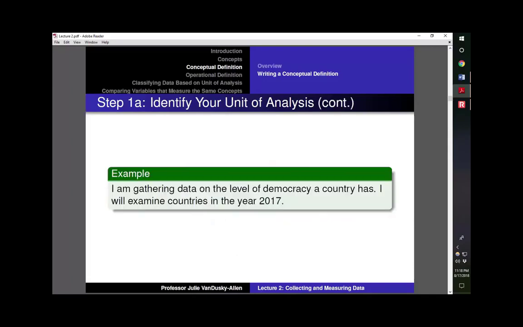Here is a unit of analysis for a level of democracy variable. Since democracy applies to countries, countries is the unit of analysis. And I indicate what year I am examining those countries in, 2017.